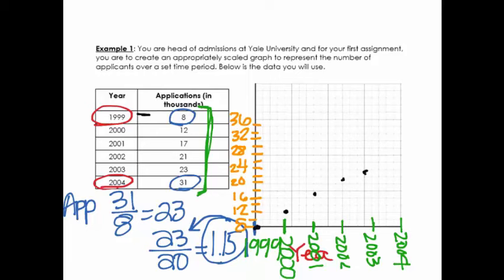And my final one is going to happen at 2004 and 31. It's going to be up here. And then all I'm going to do is just connect my points with a line as neatly as I can. And you have just scaled your first graph.